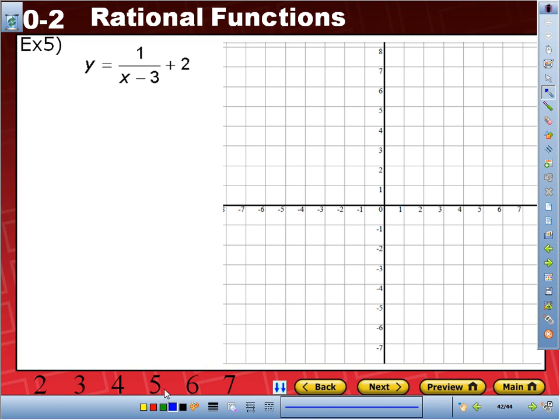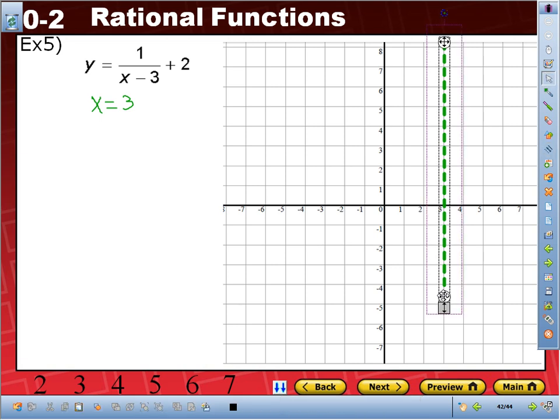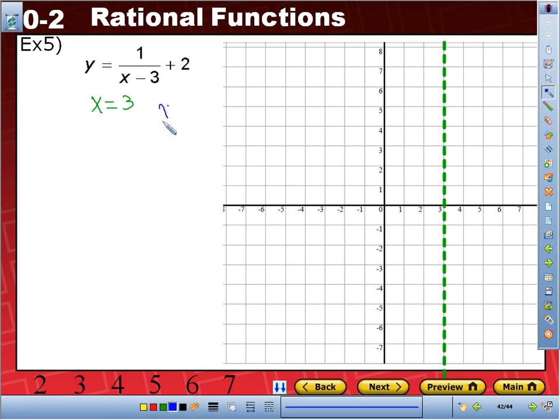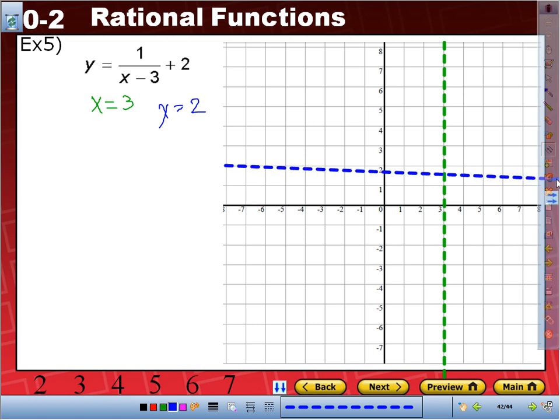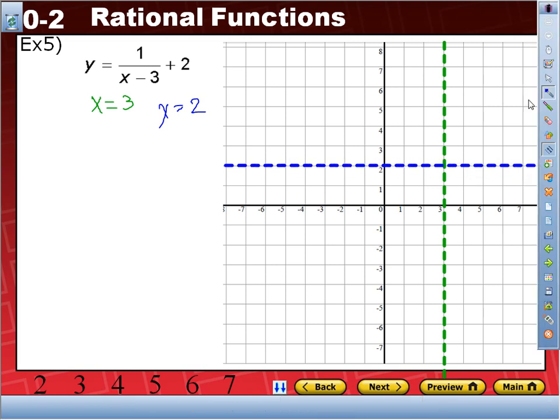And this is why we need our asymptotes. By looking at it, hold on, we're almost there. By looking at it, what is our x asymptote? 3. So you get your graph, and we're going to graph our x asymptote going through number 3. There it is. What is our y asymptote? 2. So our y asymptote has to go through 2, which is here.